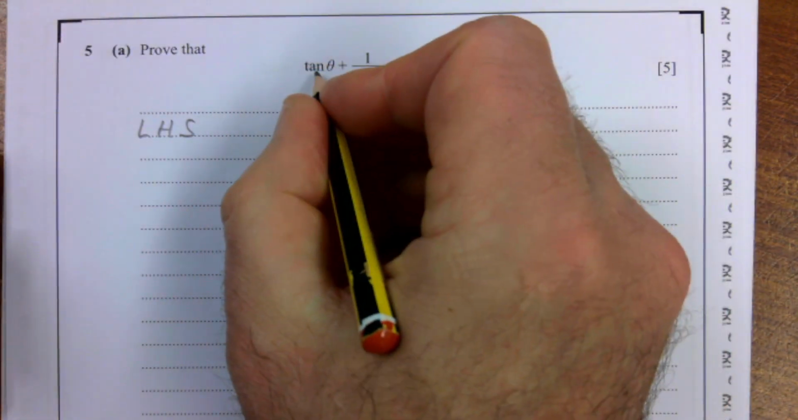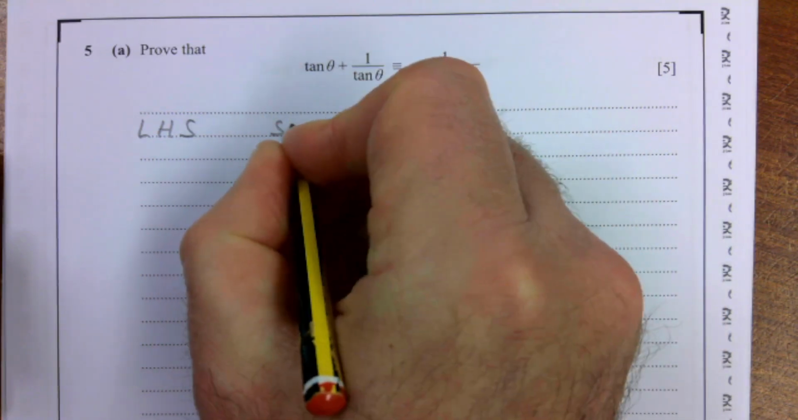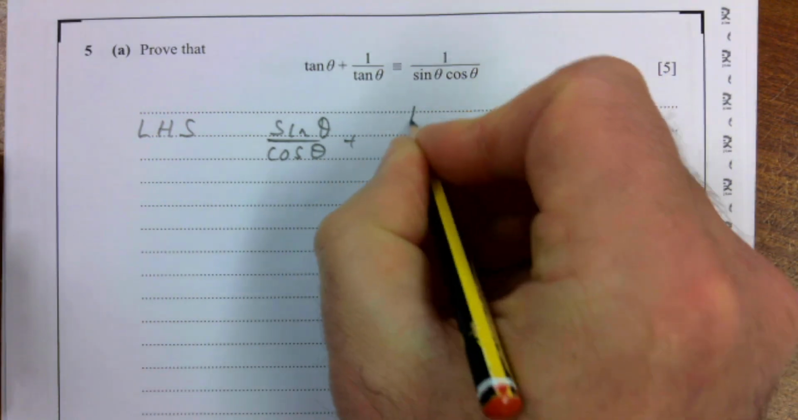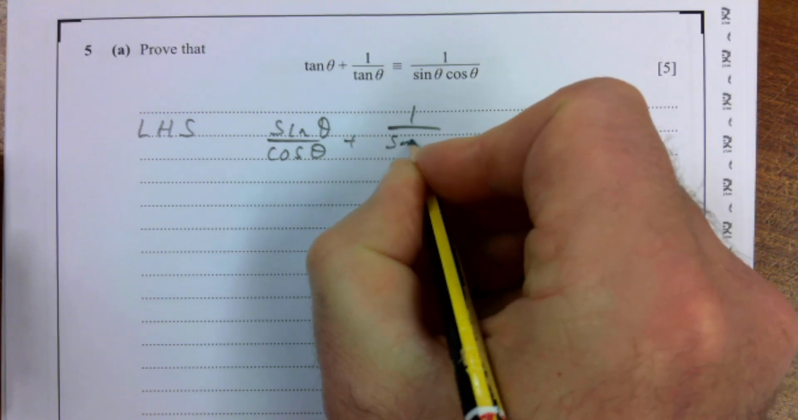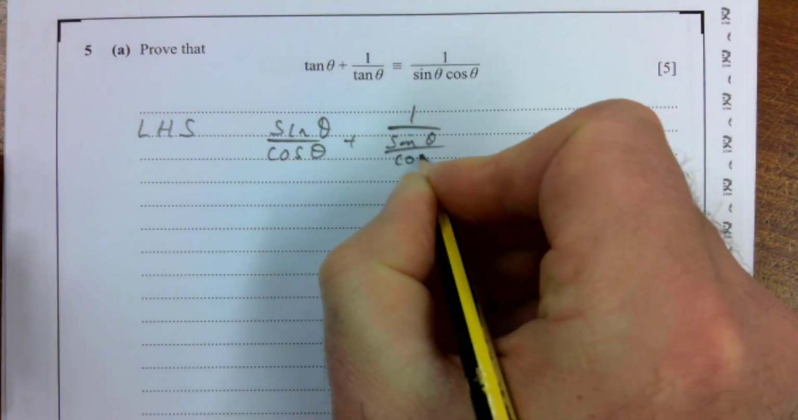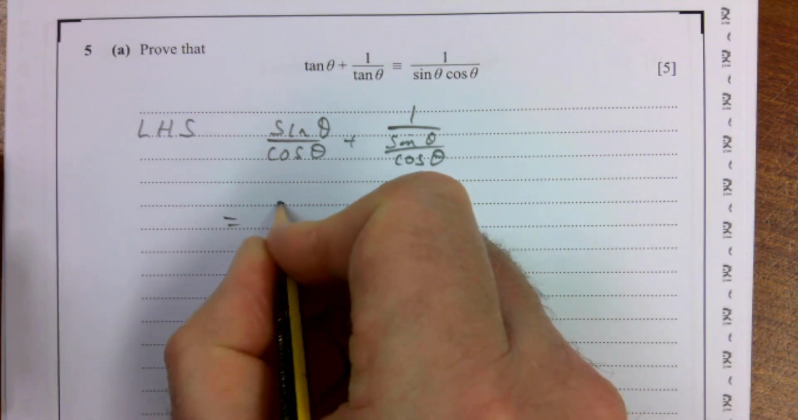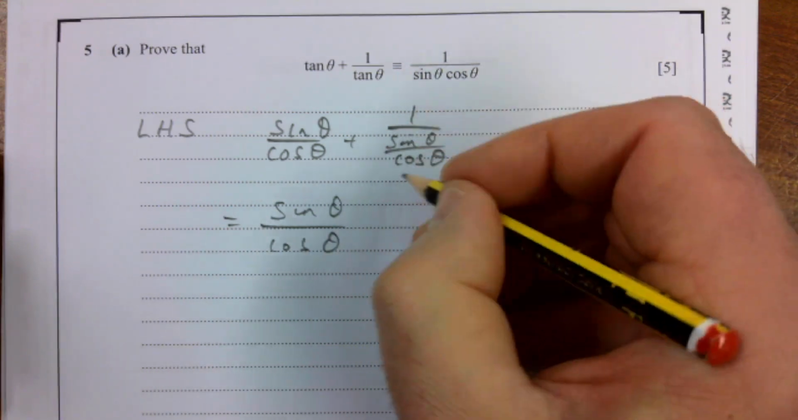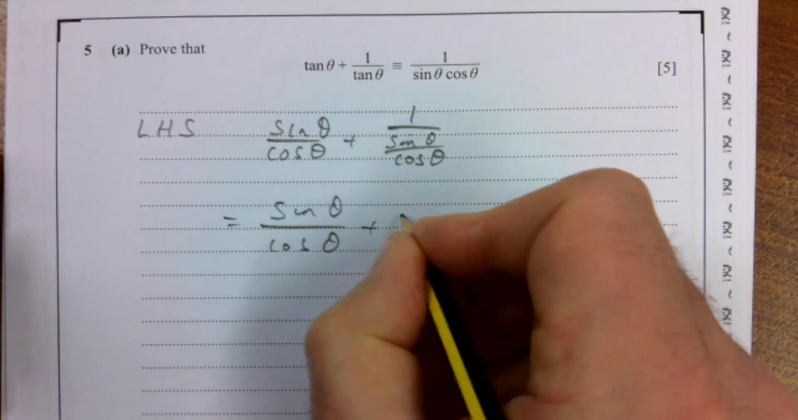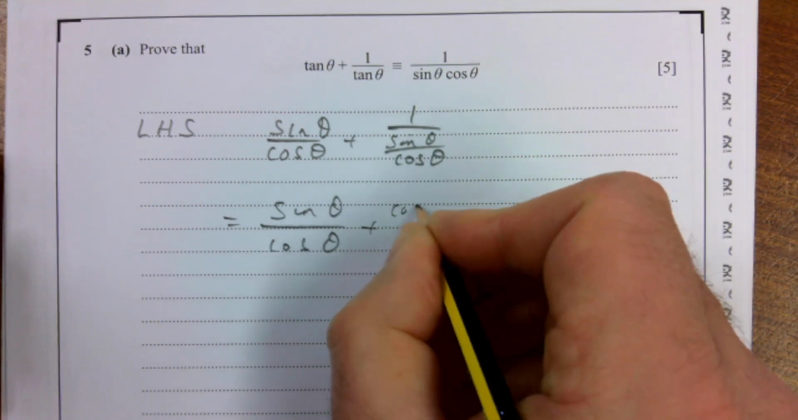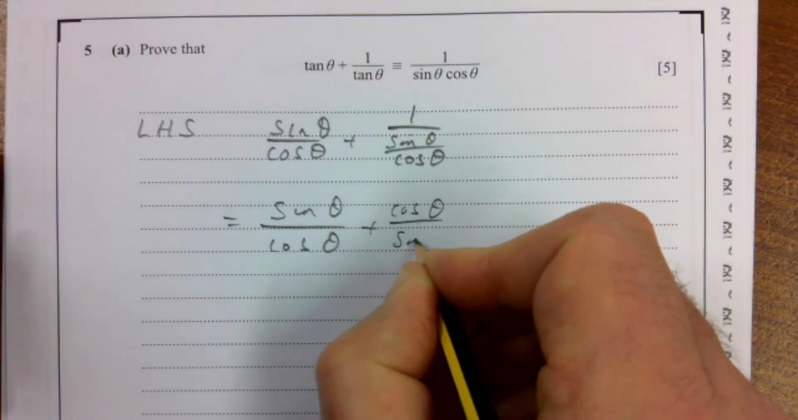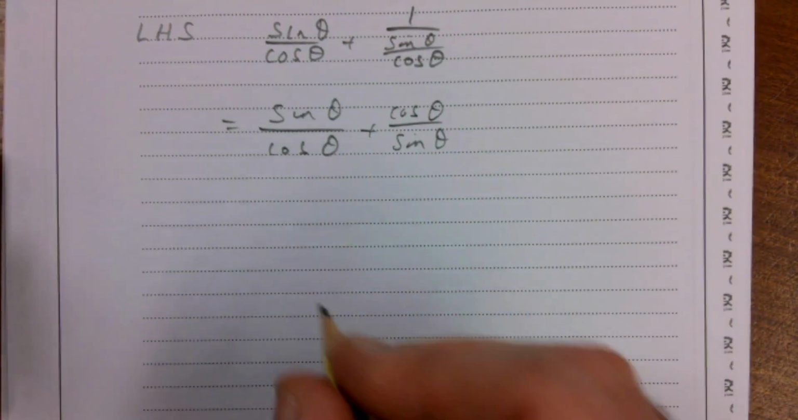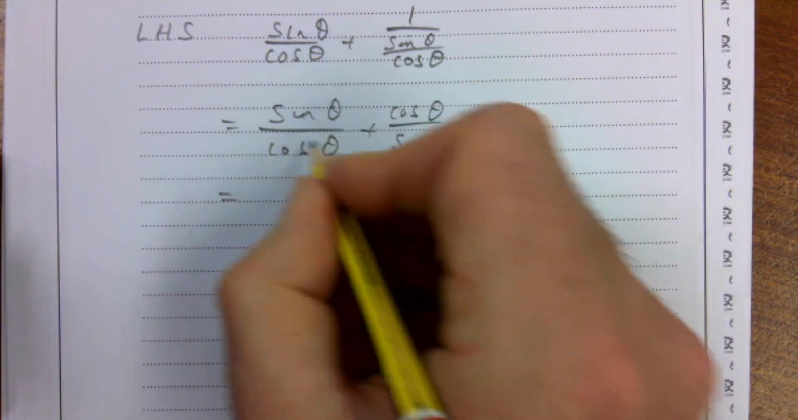So tan theta is, I know, sine theta over cos theta. And then 1 over tan theta is 1 over sine theta over cos theta. I hope you're familiar enough with this, because we can then go sine theta over cos theta, and then if you want, times top and bottom by cos theta, or just flip it upside down, plus cos theta over sine theta. So we're going to now get a common denominator. I'm going to times top and bottom of this one by sine theta.